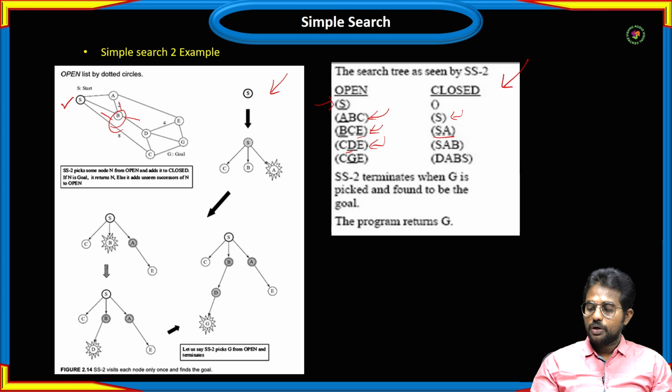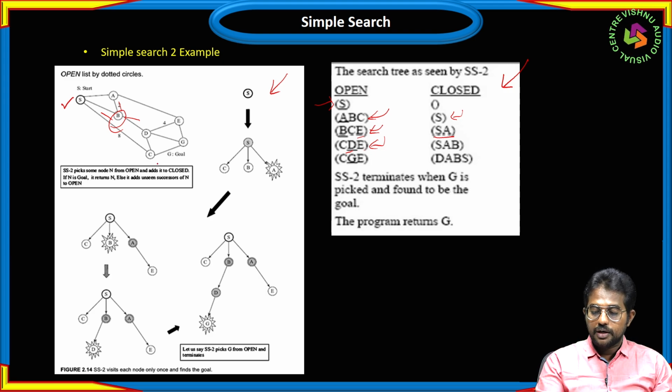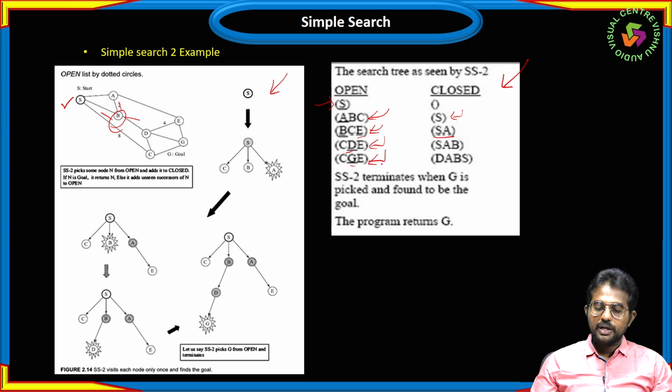Among those four, b is already in the closed data structure, so I will ignore b. Next, c was already in the open data structure, so c will be ignored. Next, e was also in the open data structure, so e is also ignored. Then I will add g. The remaining element is g, so g will be added to open. After adding g, the elements present in open are c, g and e.